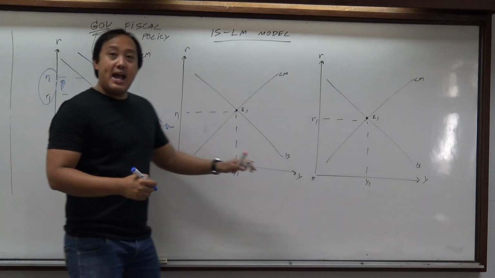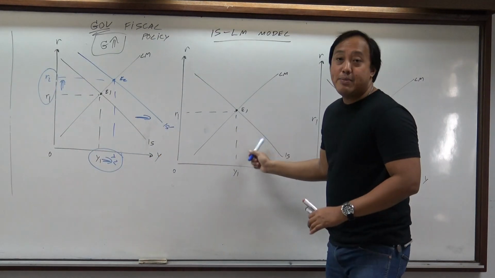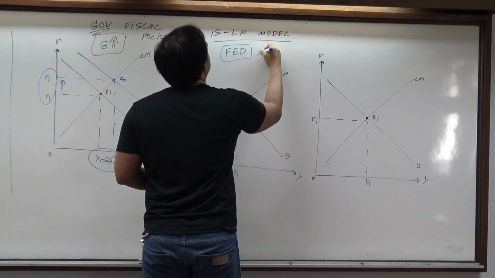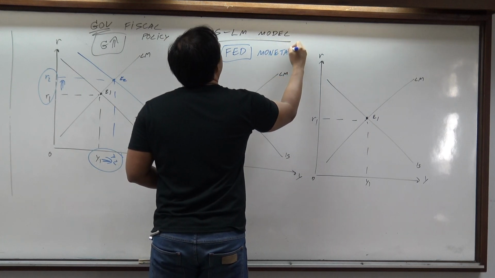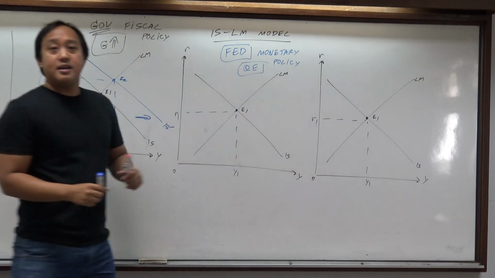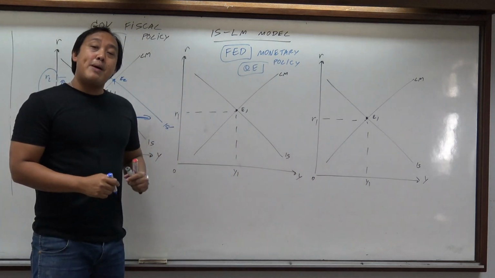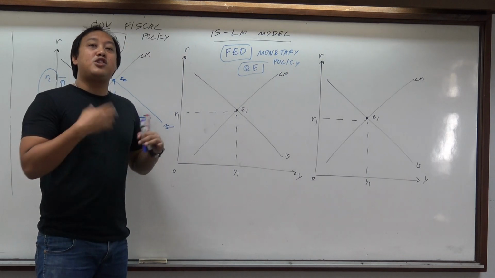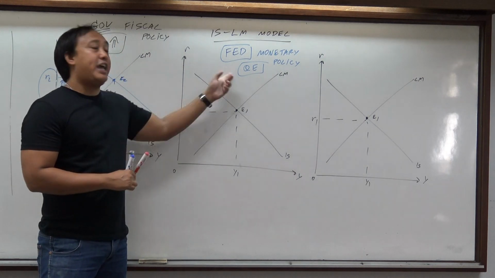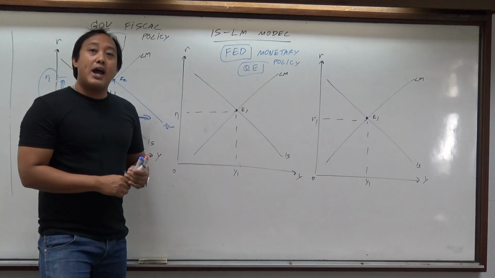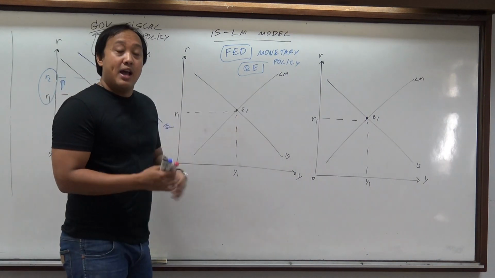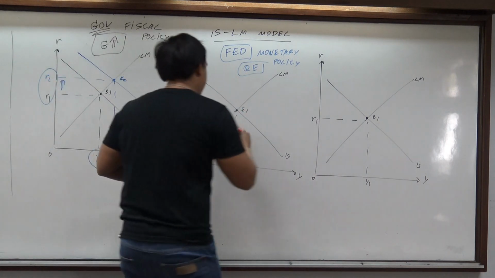On the other hand, this one is going to be the role of the central bank, the Fed, using monetary policy. QE. On this one, the central bank or Federal Reserve, the Fed, can stimulate the economy by injecting more money into the economy, increasing M, or using QE, quantitative easing. By doing that, we're going to have effects on the money market and the LM curve. The LM curve is going to shift to the right.